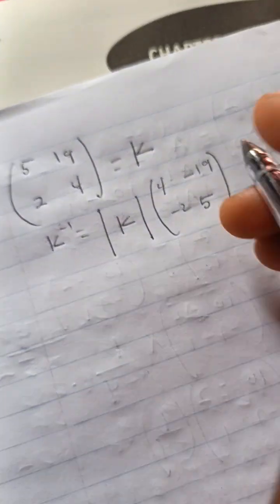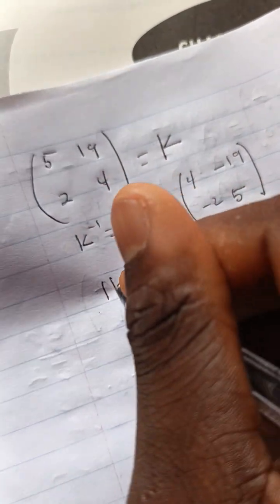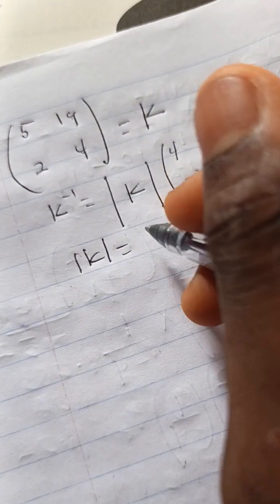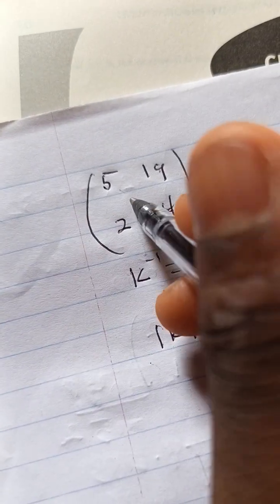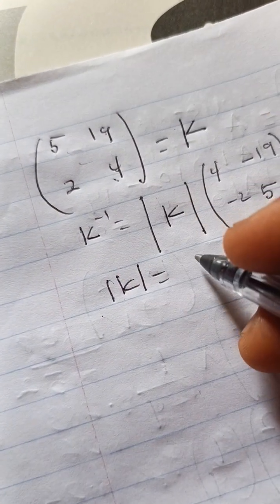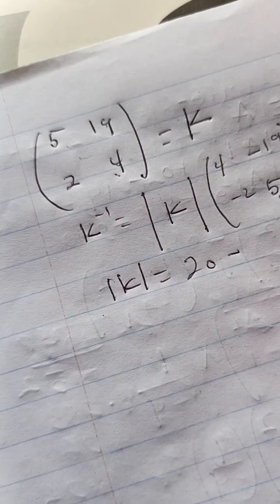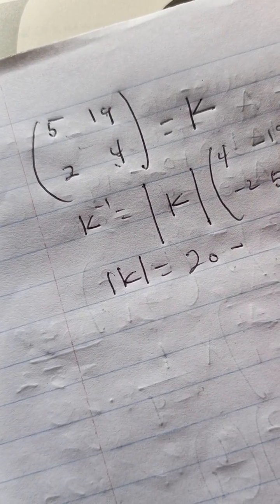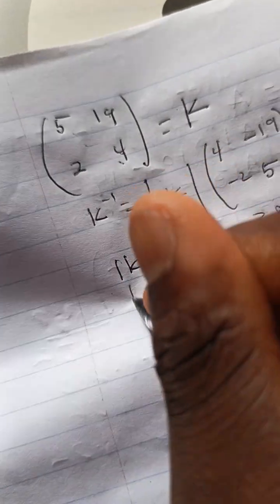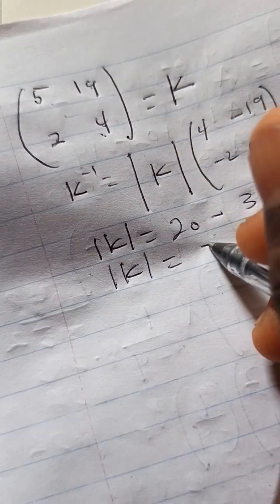So now let's find the determinant of K. The determinant of K is just going to be 5 times 4. You multiply this diagonal, then subtract it from the multiplication of this other diagonal. So 5 times 4 is 20, then 19 times 2, that's just going to be 38. So the determinant of K is equal to minus 18.